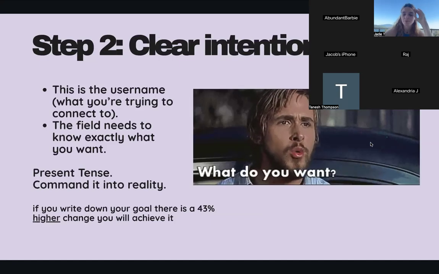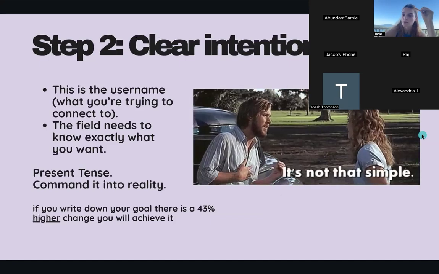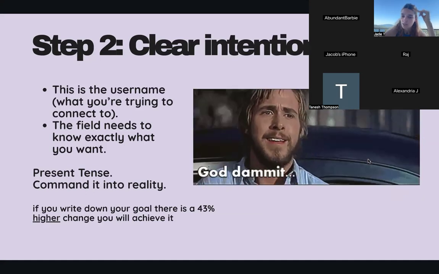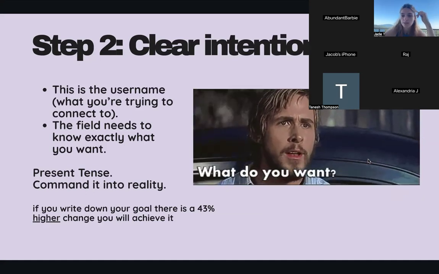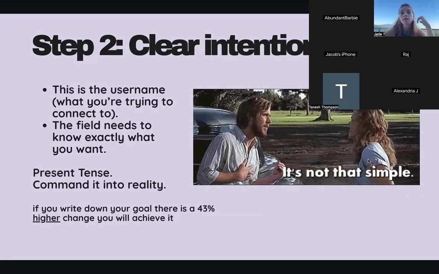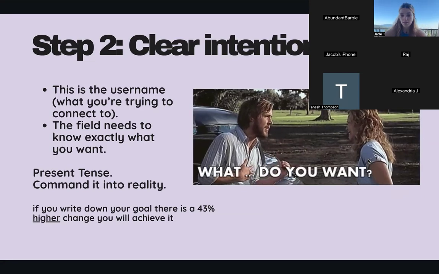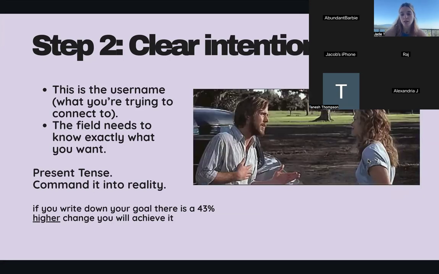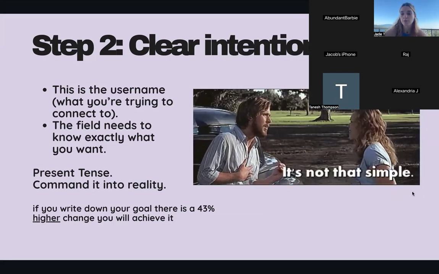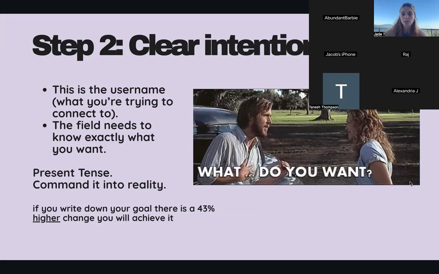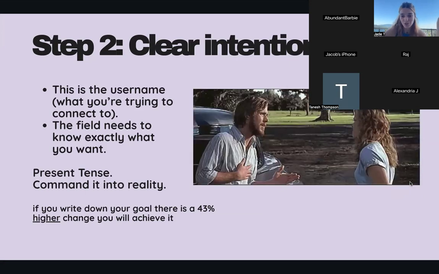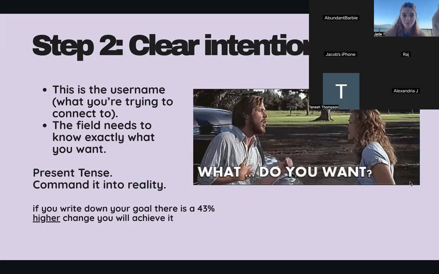Step one. I love this little meme here. If you've ever seen The Notebook, where she just can't answer what she wants, that's what the majority of people are at. And that is not going to work for the quantum field. You must know a clear intention of what you desire when you are in the essence of manifestation. Because if you don't know, then how do you expect the quantum field to know what you want? It doesn't read your mind, unfortunately.